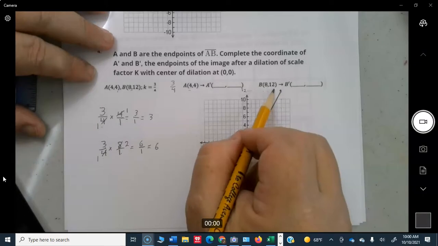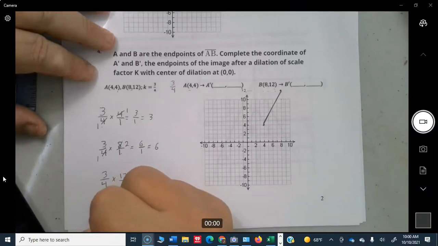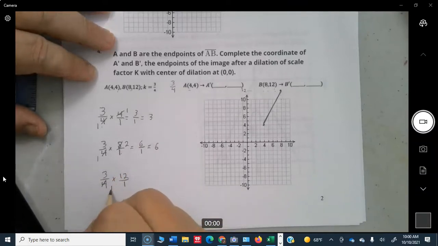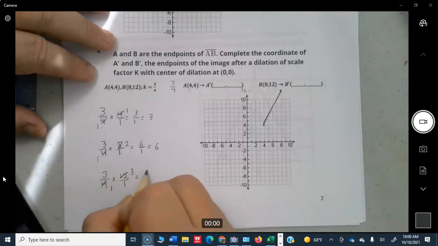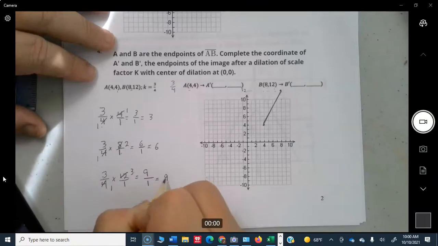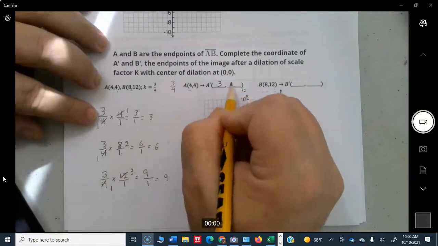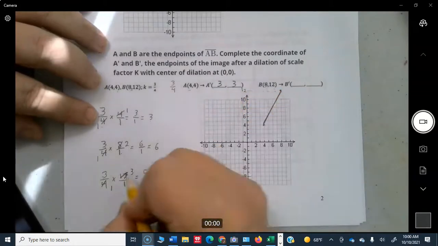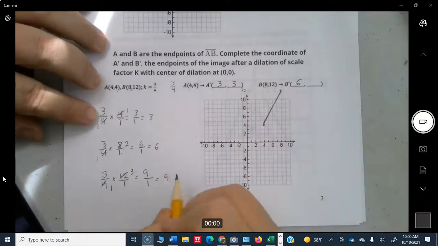And finally we have 12 here. 3/4 times 12 over 1. 4 goes into 4 1 time, and 4 goes into 12 3 times. So 3 times 3 is 9, and 1 times 1 is 1, which equals 9. So let's go ahead and fill those in. The 4's turned into 3's, 3 and 3. The 8 turned into a 6, and the 12 turned into a 9.